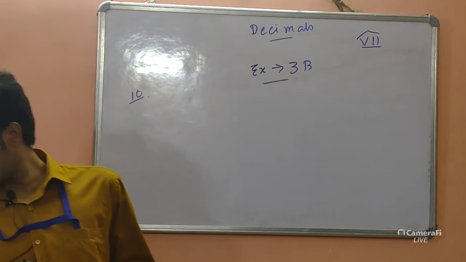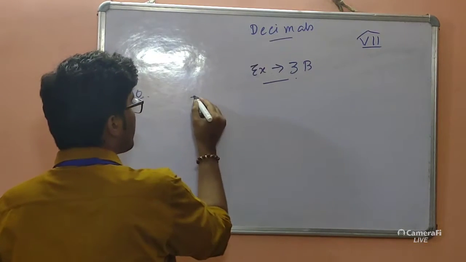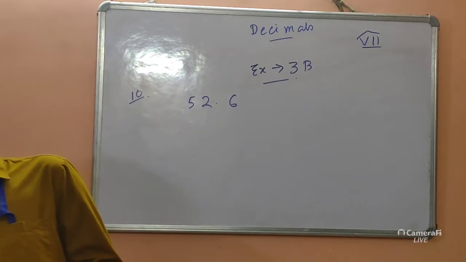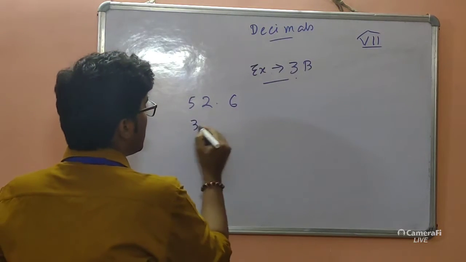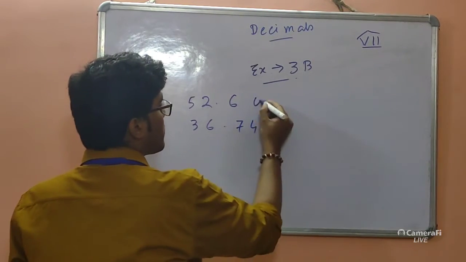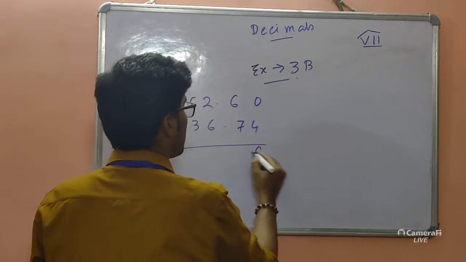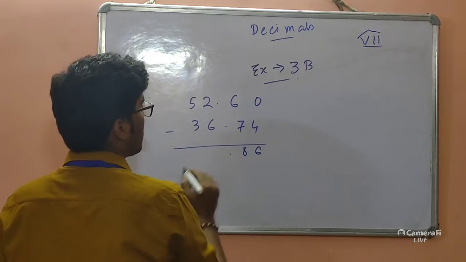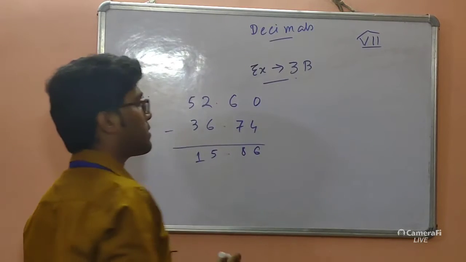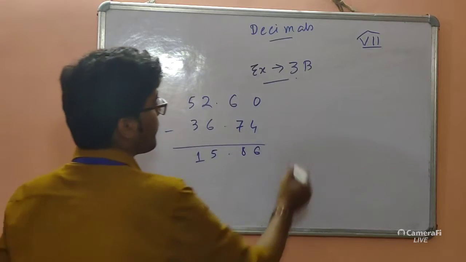Question number 10 says subtract 36.74 from 52.6. So from 52.6 we need to write first, and then we are going to write 36.74. We need to make them like decimal, so we give one 0. Now we subtract. Clear? So this is your answer. Let us move on and do question number 13.